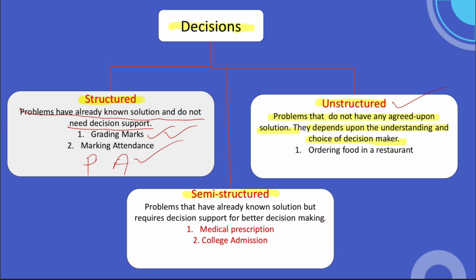For example, ordering food in a restaurant. You are hungry, but you are not sure what to order. So you go to the restaurant, check the menu, and then decide based on various factors. What is the season and what is the time of day? Is it morning, lunch or evening? What is the best in that restaurant? Based on multiple factors, you decide later. So the solution might not be decided beforehand. It's based on the situation. We call this an unstructured decision.